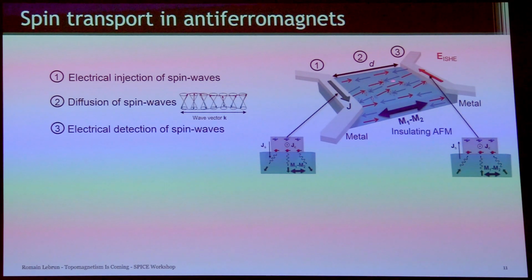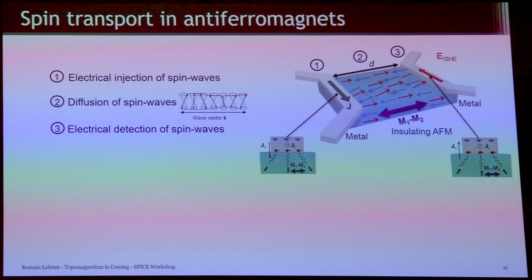Then, if you change the distance between the platinum injector and the platinum detector, you can study the propagation of the spin wave to see how fast the spin wave decays. And you can detect the propagation of the spin wave in the second platinum electrode through magnon absorption and electrical detection, again, through the inverse spin Hall effect.